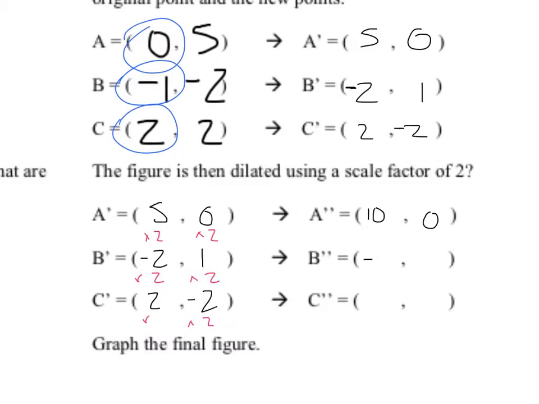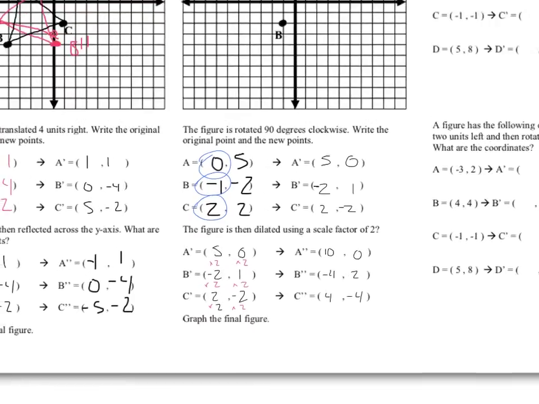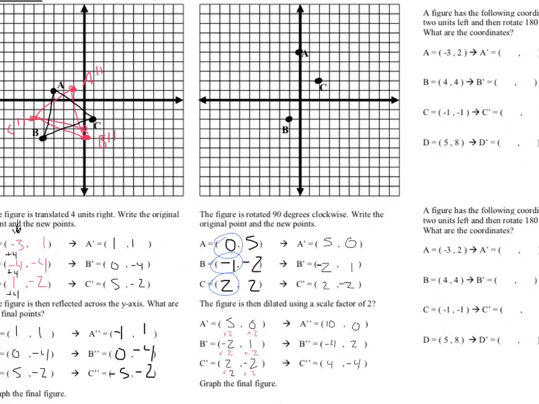Times 2 is 0. Negative 4, 2, 4, and negative 4. So let's go ahead and graph the final figure. I have 10, 0, that's way over here. A prime prime after 2 transformations. B prime prime after the 2 transformations, negative 4, positive 2. And C prime prime, 4, negative 4.